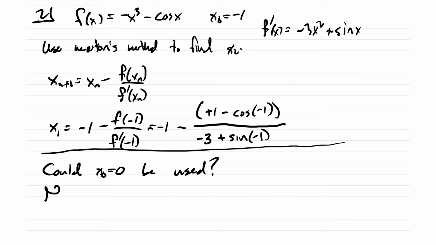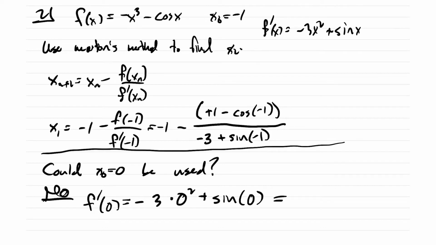And the answer is no. The reason why is because we have f prime of x_n, and f prime of 0 should be equal to minus 3 times 0 squared plus sine of 0, which is equal to 0, right? And so we have a divide by 0 problem.